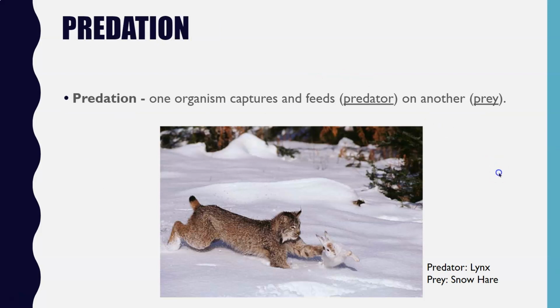So we have predators and then we have prey. A predator is an organism that captures and feeds on another. So your predator is the one that chases after the prey. Your predator in this photo is your lynx, and then your prey is your snow hare, which is a rabbit. And then your lynx is part of the cat family.